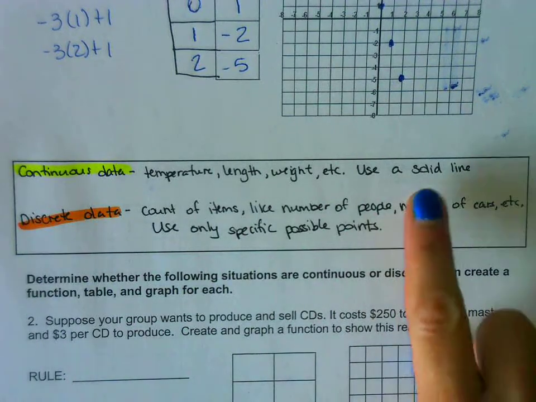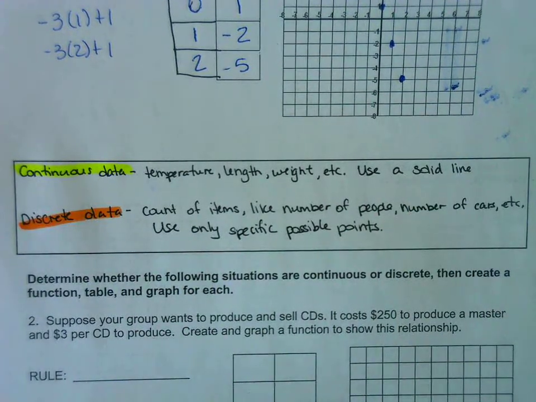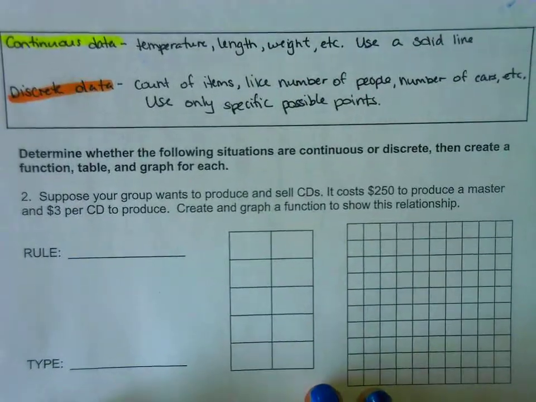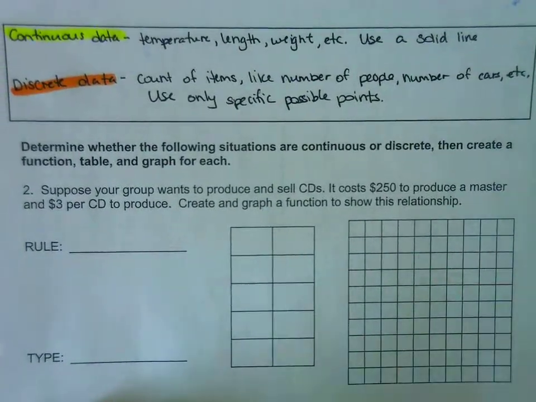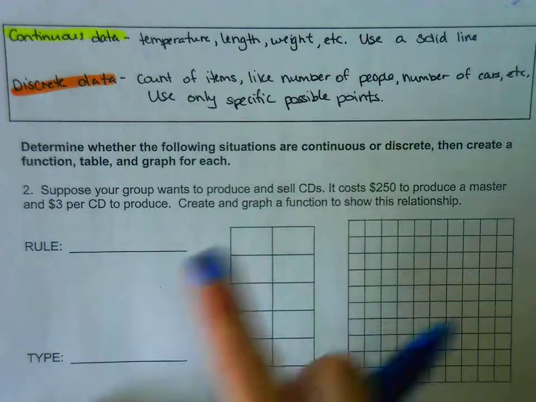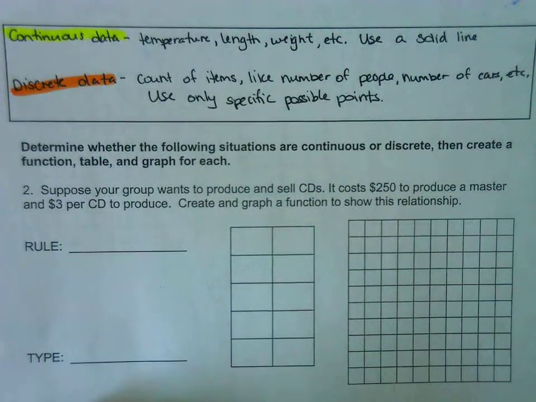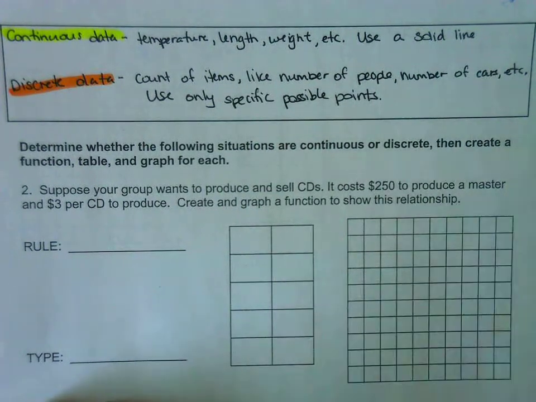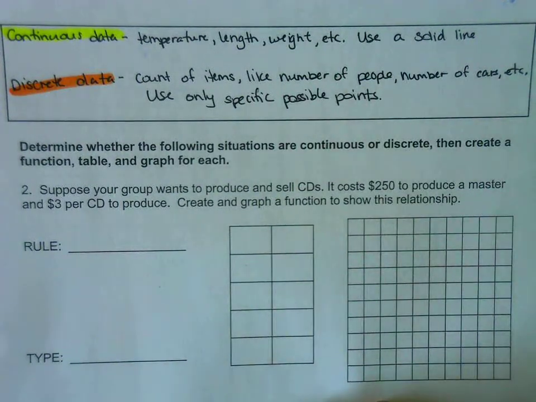So let's take a look at example 2. We first have to determine whether the following situations are continuous or discrete, and then we create a function, a table, and a graph. So let's first look at this. Suppose your group wants to produce and sell CDs. It costs $150 to produce a master and $3 per CD to produce. Create and graph a function to show this relationship.